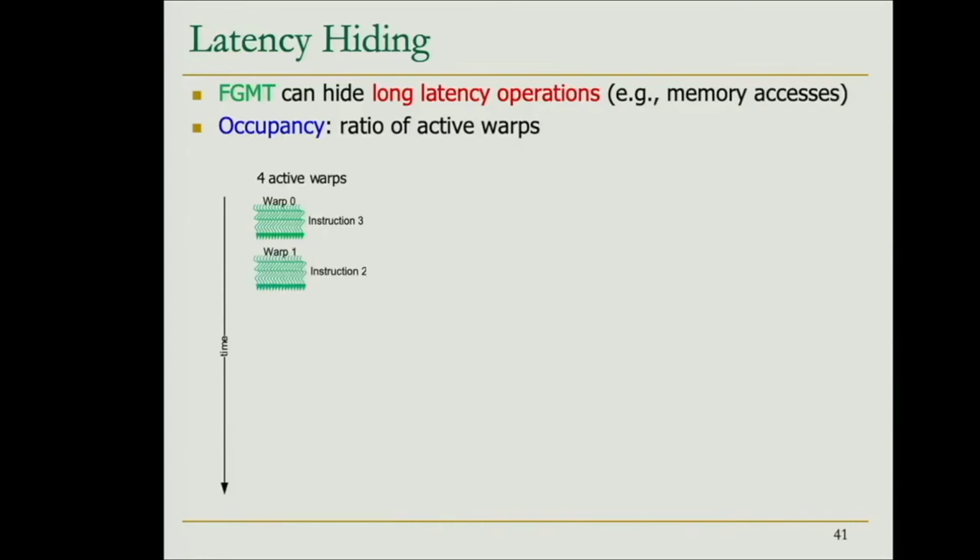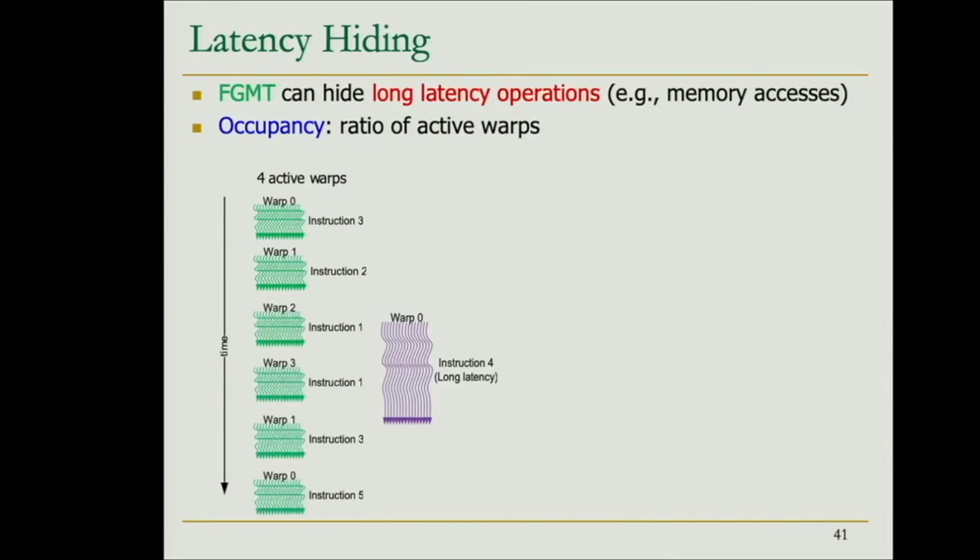If you have, let's say, 4 active warps inside a GPU core, you can be executing instructions for the different warps. For example, instruction 3 for warp 0, instruction 2 for warp 2, and so on. And suddenly, warp 0 needs to execute instruction 4, which is an access to global memory to read an entire cache line, for example. So what we can do, if we have enough warps running inside the GPU core, is continue executing instructions for other warps.